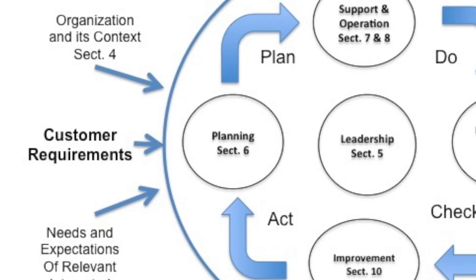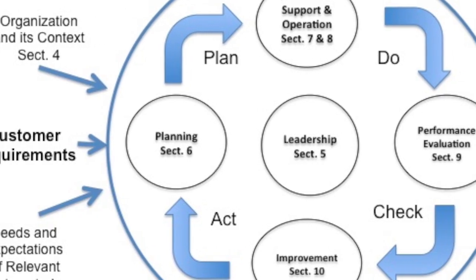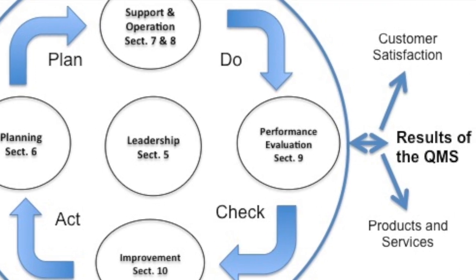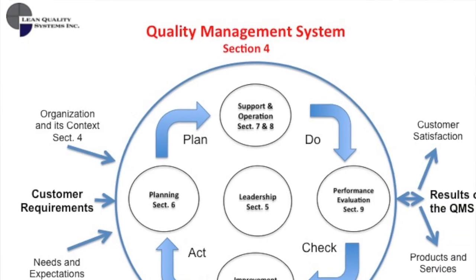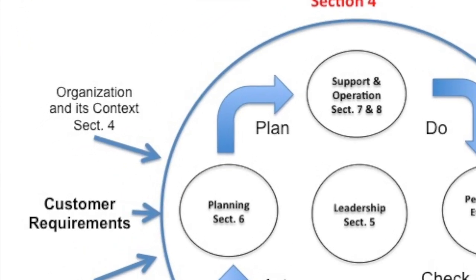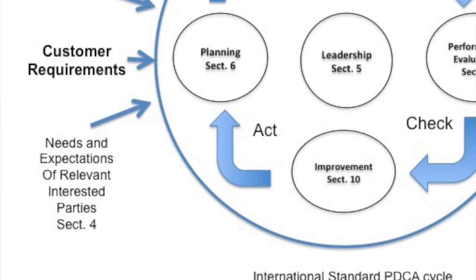The Organization Management System, Section 4. The input is the customer requirements. The output is product and services and customer satisfaction. You can see how they go through the system. Now, in the loop, initially, organization and its context is in Section 4. Now, the context of the organization engulfs everything. The internal, external, and everything involved, the agency, all the interested parties, and the needs and expectations have to be achieved. We have to determine what they are.